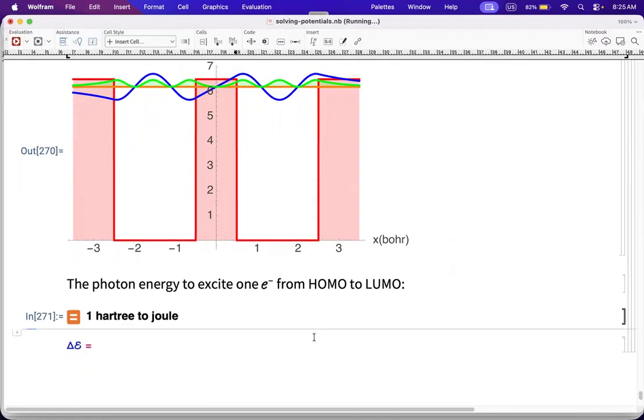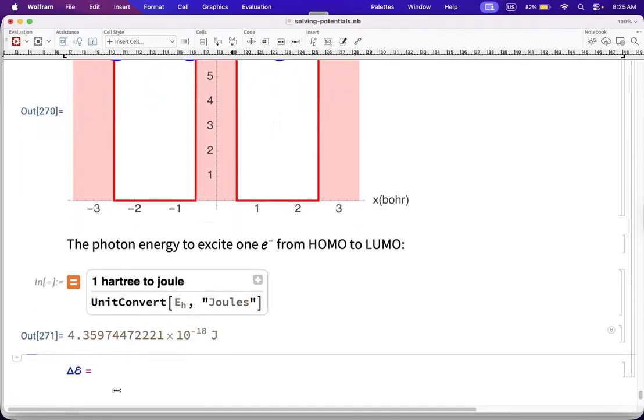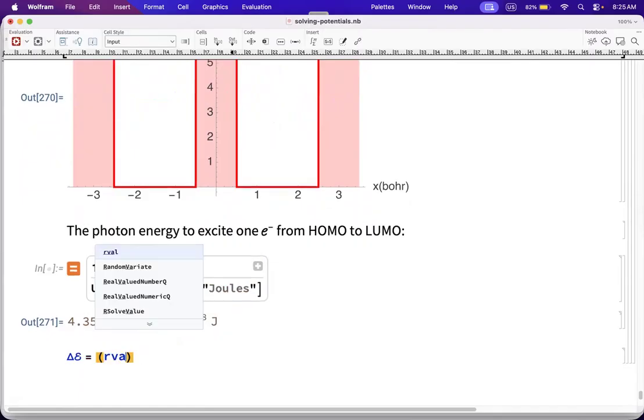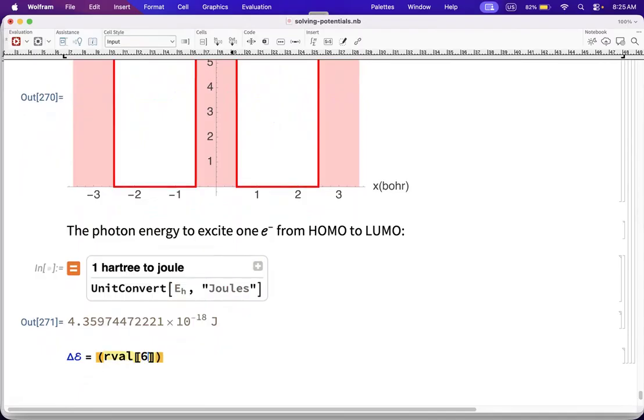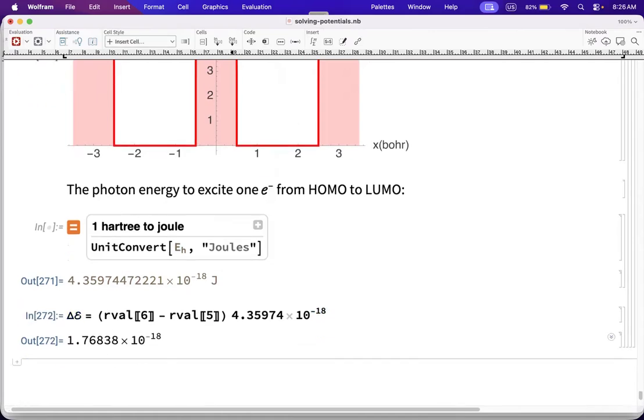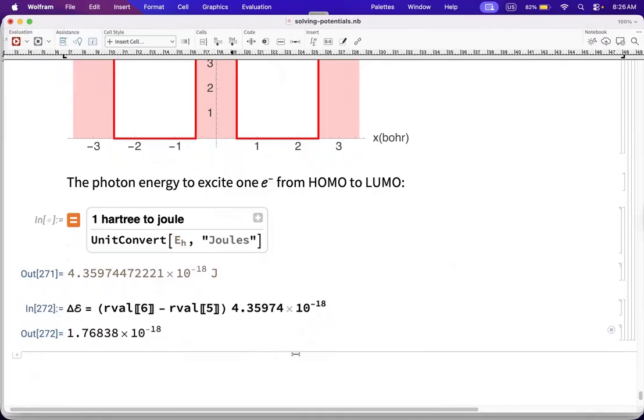So we want to know what is this conversion. So that's what we are going to compute like this. It will be R-val of 6, because remember that is the LUMO, minus R-val of 5. So that will be in Hartrees. But one Hartree is this value, so we have to compute by this, right? 4.374 times 10 to the minus 18. So that will be the value in joules.